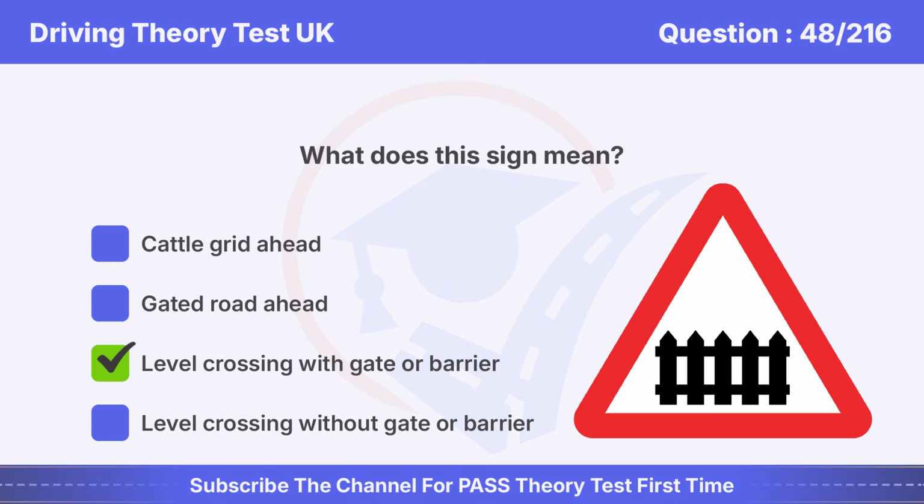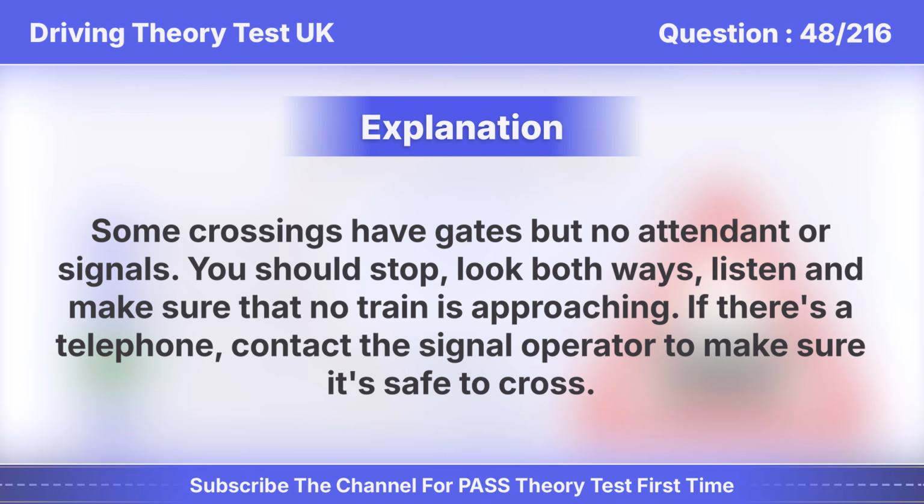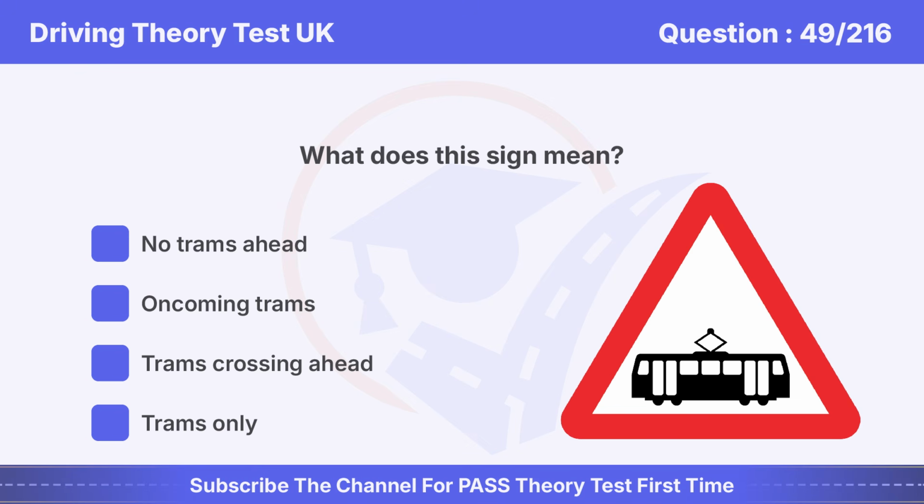Answer is C. Level crossing with gate or barrier. Some crossings have gates but no attendant or signals. You should stop, look both ways, listen and make sure that no train is approaching. If there's a telephone, contact the signal operator to make sure it's safe to cross. Question 49. What does this sign mean?